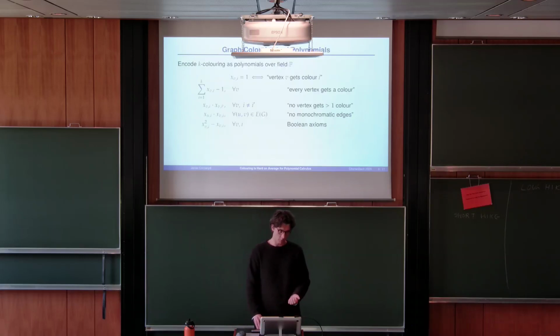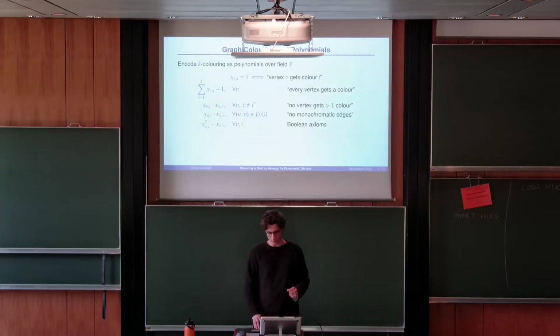So to make polynomial calculus reason about the graph coloring problem, we want to encode it as a system of polynomials, and it looks like this. We're going to use Boolean variables, which indicate whether the vertex v gets color i or not. The first two lines of this system of equations essentially say that every vertex gets exactly one color.